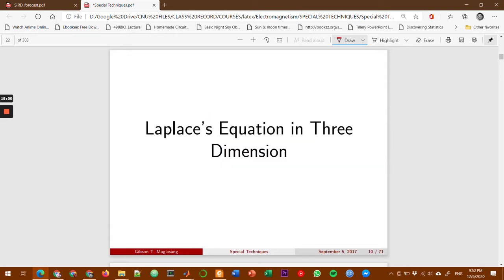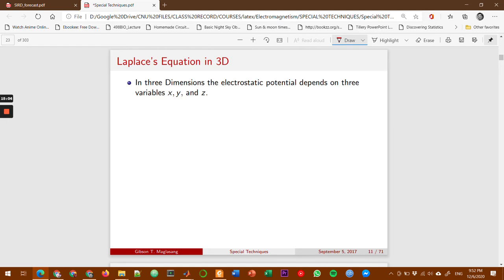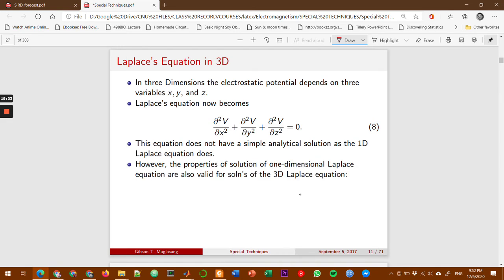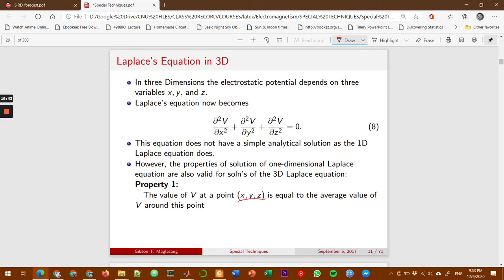Now for the Laplace equation in 3 dimensions. In 3 dimensions, the potential depends on x, y, and z. So the Laplace equation now becomes equation 8. The equation does not have a simple analytical solution as the 1D Laplace equation does. However, the properties of the solution of the one-dimensional Laplace equation are also valid for solutions of the 3D Laplace equation. Let's look at two properties in this case. So the value of v at point x, y, and z, which is now a region, is the average of the values around it. The potential v at a point x, y, z is equal to the average value of the v around this point.